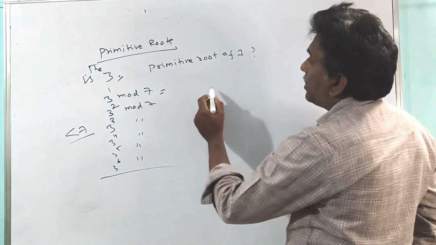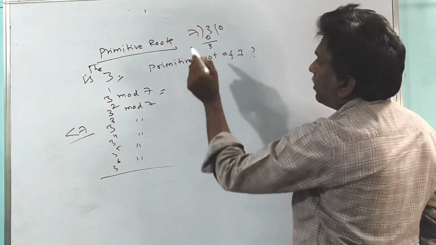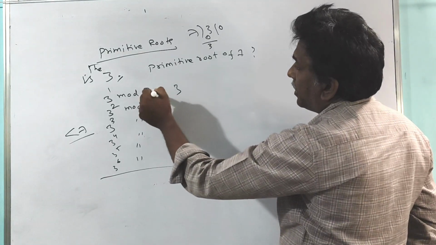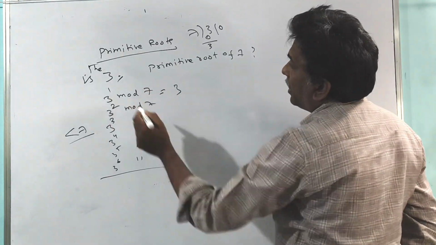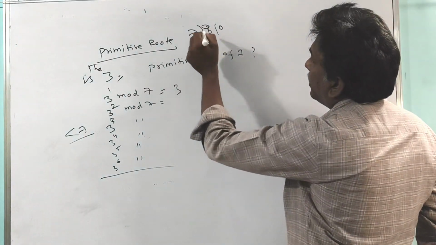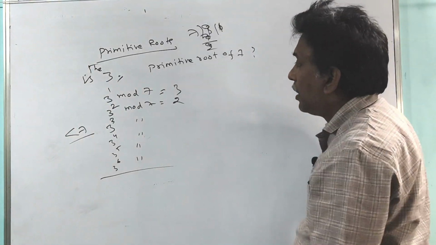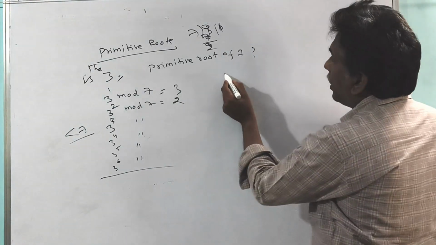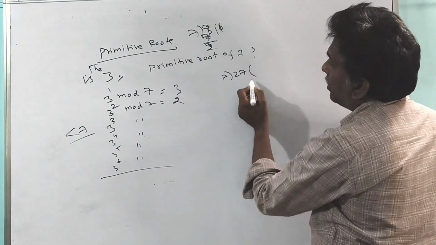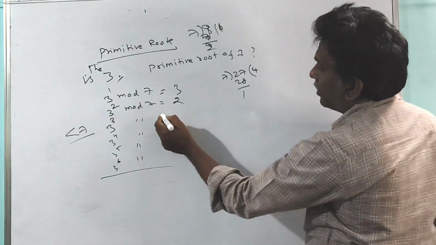Now 3 mod 7 means 7 into 3, 7 threes are 0, remainder is 3. If the number is below 7, then that is the direct answer. Here 9 mod 7: 7 ones are 7, remainder is 2. So here the remainder is 2. Now 3 power 3 mod 7 means 27. 7 fours are 28, remainder is 1.